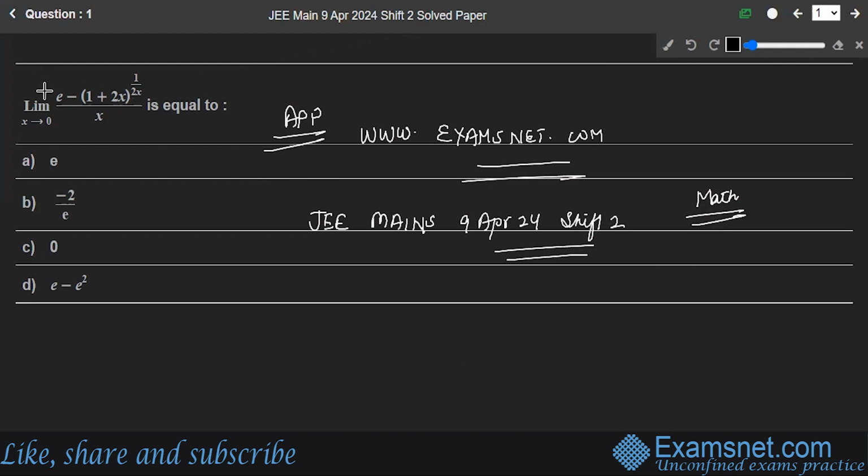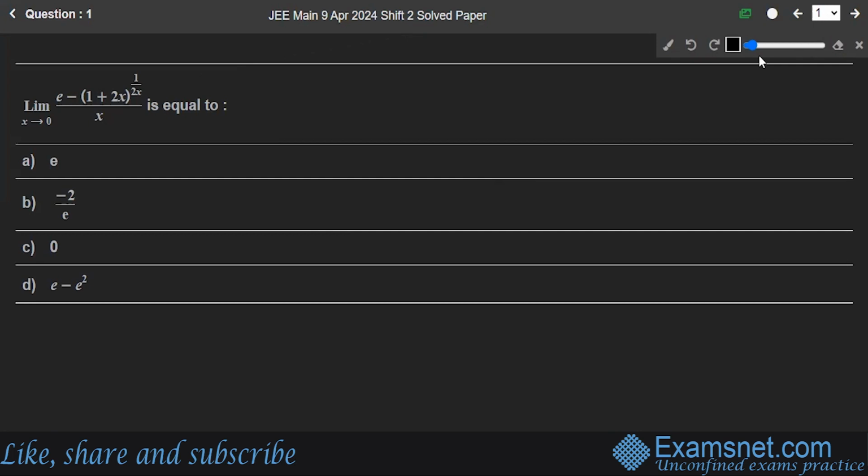It says you have a limits question: limit x tends to 0 of e minus (1 plus 2x) raised to the power 1 by x, divided by x. This question can be solved in two ways. First, you have (1 plus 2x) raised to this power. When x approaches 0, the exponent tends to infinity and the base tends to 1, so this is a form of 1 power infinity, and you know that's equal to e.